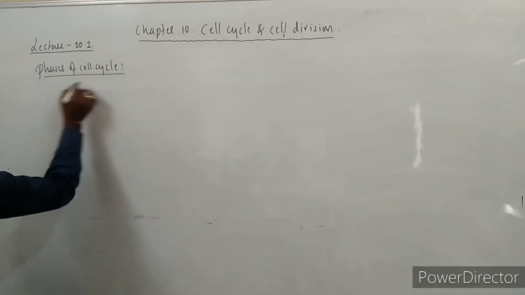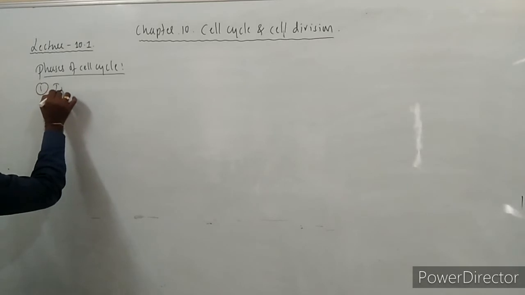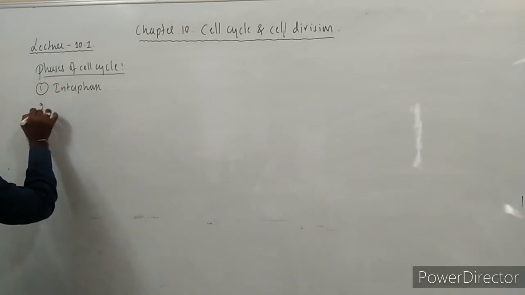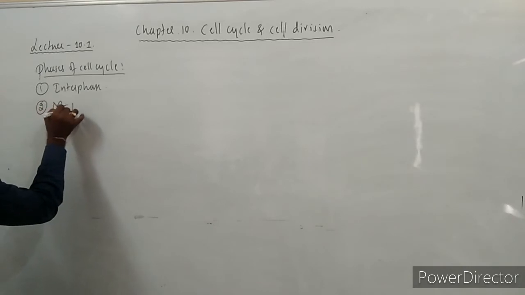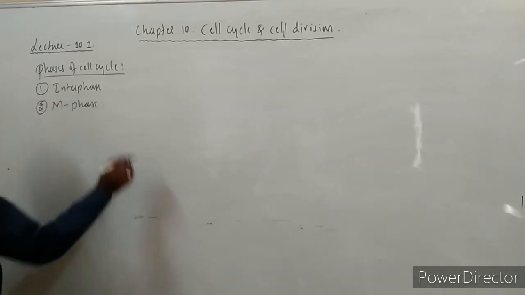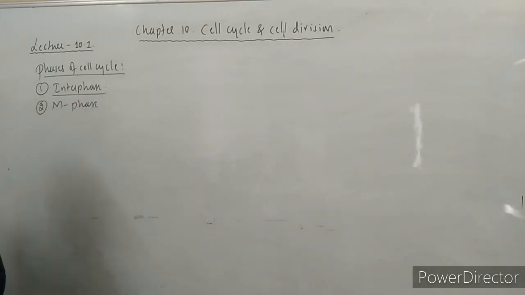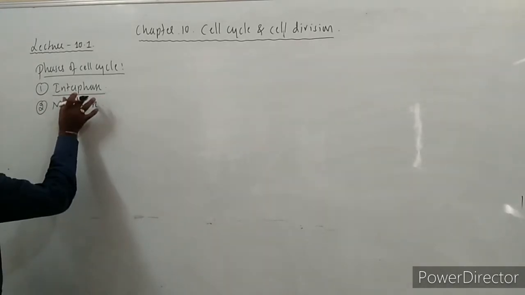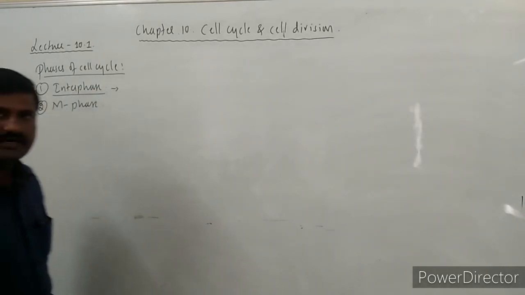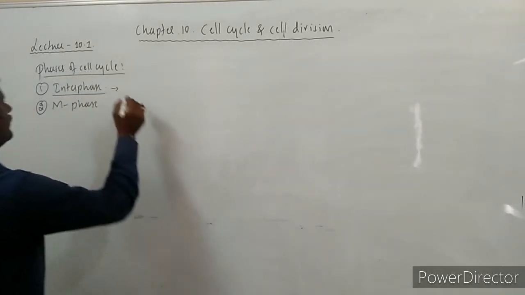What are the two major phases? One is called interphase and the second one is called M phase. These are the two phases that we come across over here. What is this interphase? How does it take place? Let us see. It is said to be a preparatory stage.